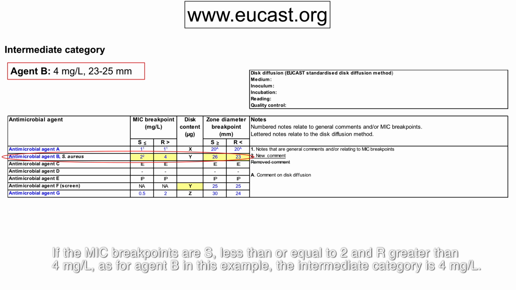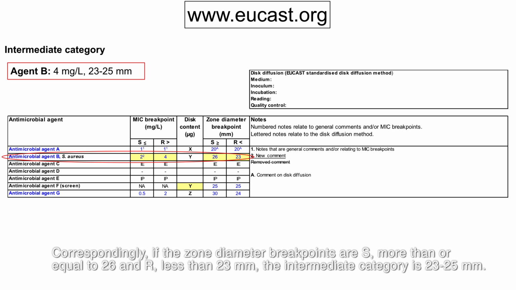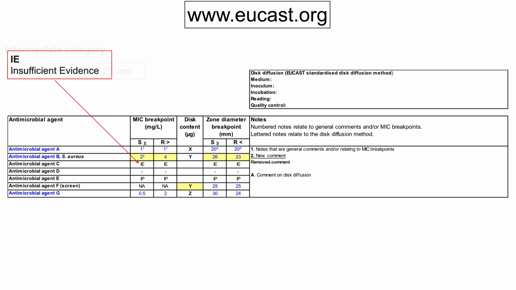If the MIC breakpoints are S less than or equal to 2 and R greater than 4 milligrams per litre, as for agent B in this example, the intermediate category is 4 milligrams per litre. Correspondingly, if the zone diameter breakpoints are S more than or equal to 26 and R less than 23 millimeters, the intermediate category is 23 to 25 millimeters.